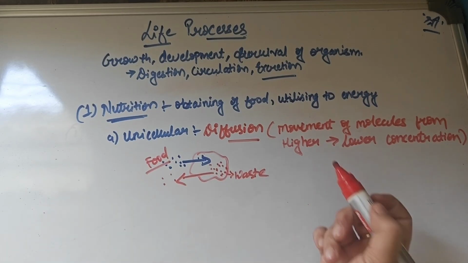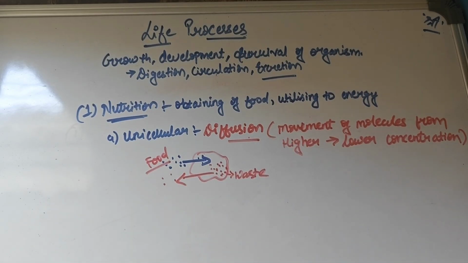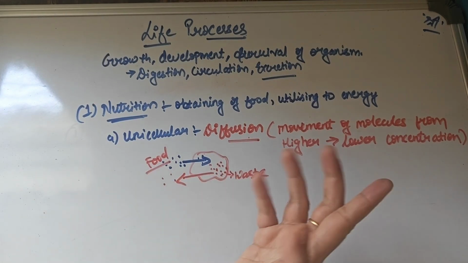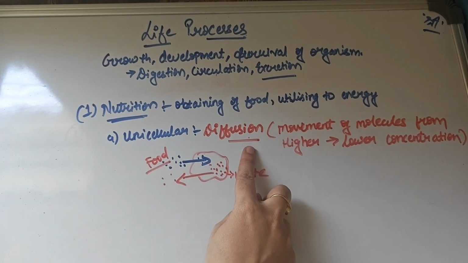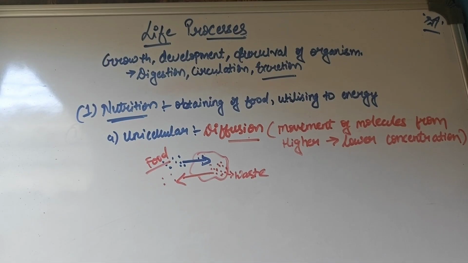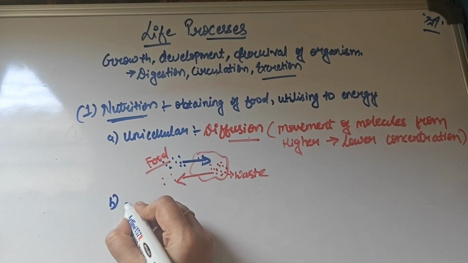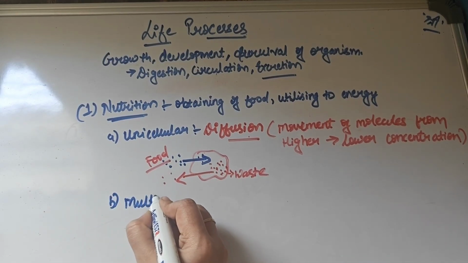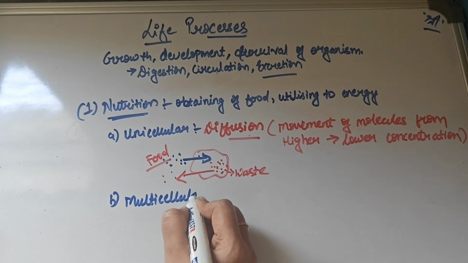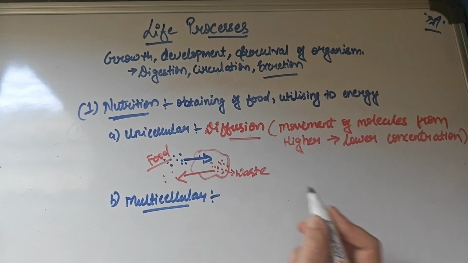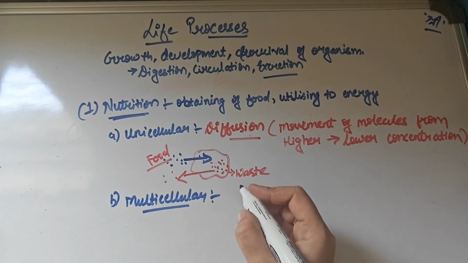And in both ways, what process is being used? The process of diffusion is used. So this is how nutrition is obtained or waste is removed by using the process of diffusion in the case of unicellular organisms. But how about a complex body organism like a multicellular organism? Here diffusion will not be the simple process through which they can exchange or obtain energy, right?